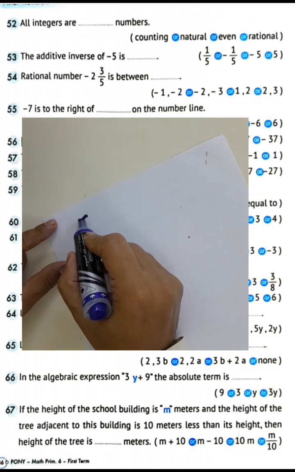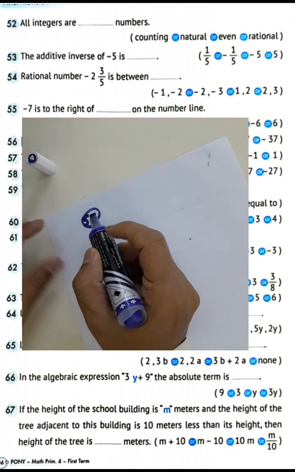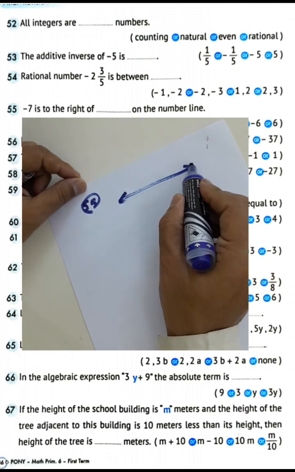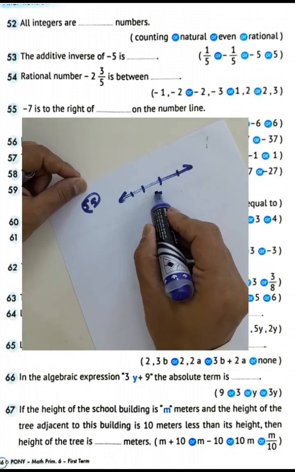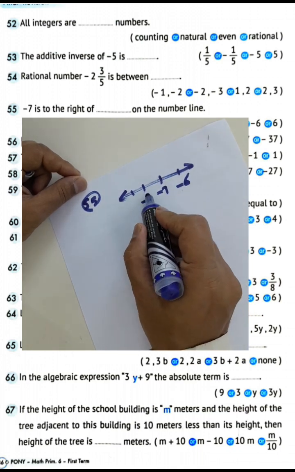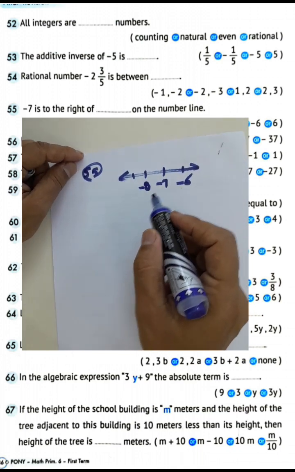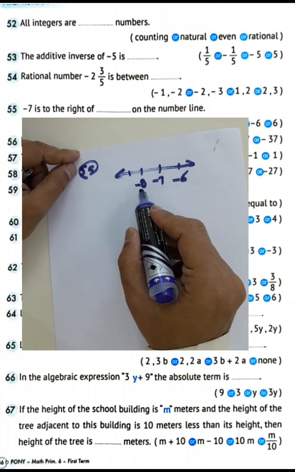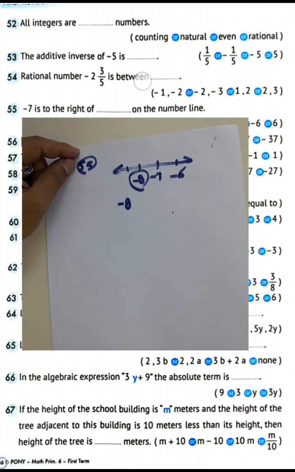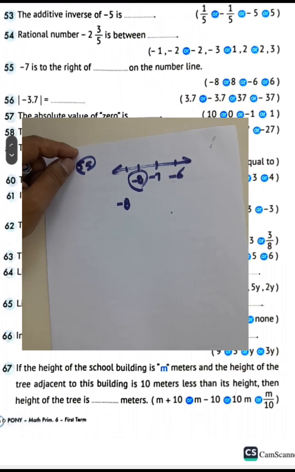Question 55. Negative 7 is to the right of the number space on the number line. We have on the number line negative 6 here and negative 7, negative 8. Negative 7 is to the right of negative 8 on the number line.